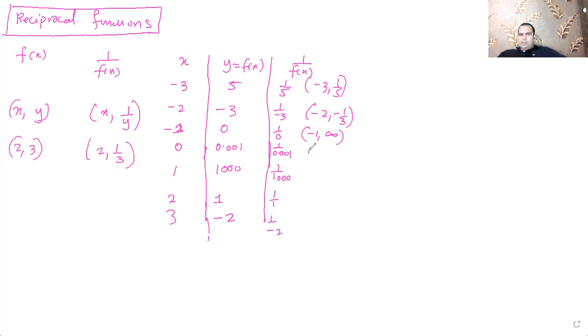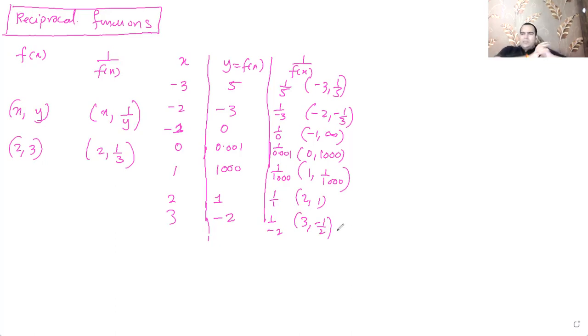This will be 0 comma 1000. Then the next point is 1 comma 1 over 1000. The next point is 2 comma 1. And the last point is 3 comma -1/2.